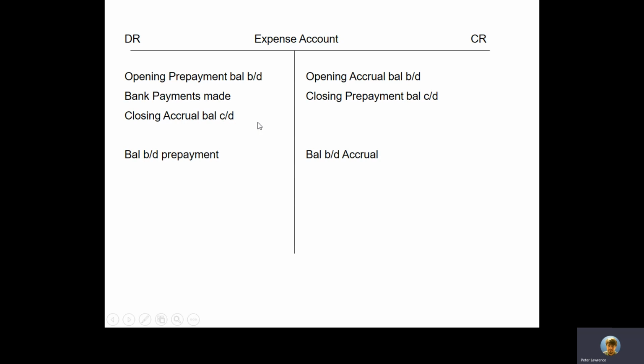So if you've got an accrual or an amount owed at the end of the year, it'll get carried down on the debit, brought down on the credit. And if you have a prepayment at the end of the year, that will get carried down on the credit, brought down on the debit. Don't forget to put your transfer figure on your credit as well.